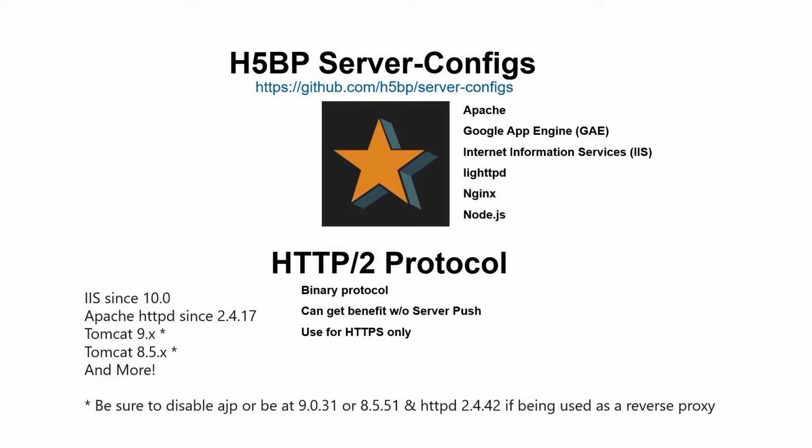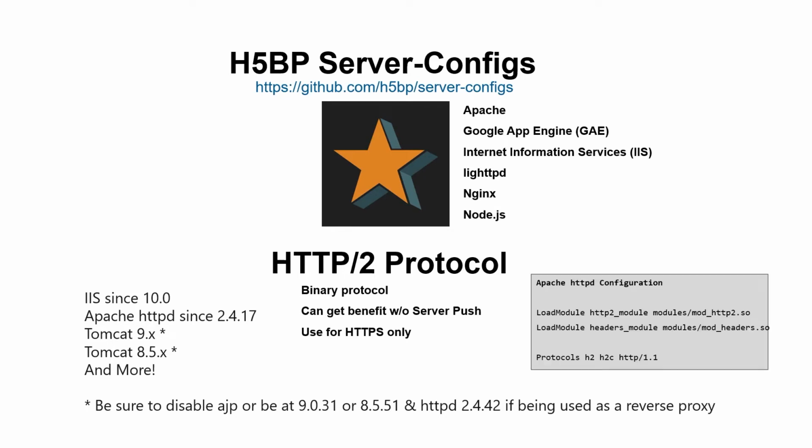And if you're not using AJP, be sure to disable it. Here's an example of how easy it can be to enable HTTP 2 within Apache HTTPD server. It's really as simple as loading the modules and then putting the protocols directive within our HTTPS virtual host.